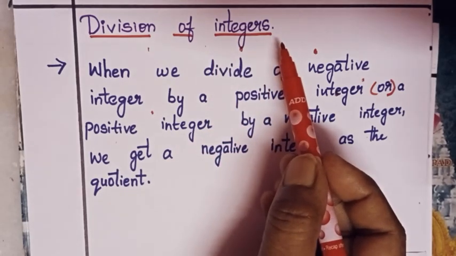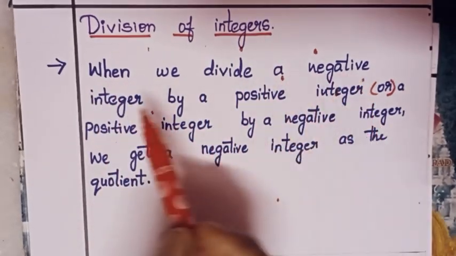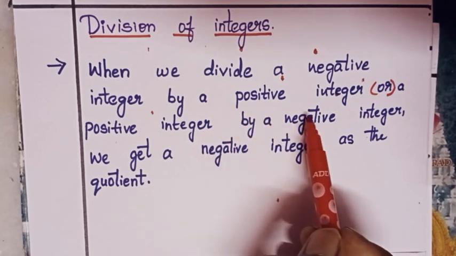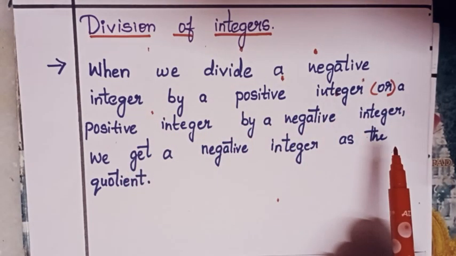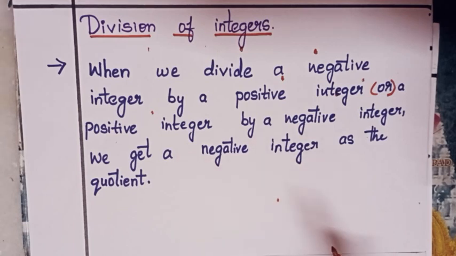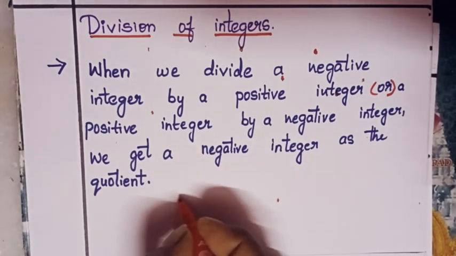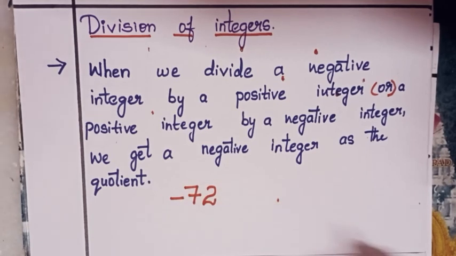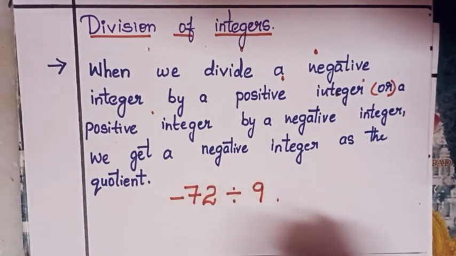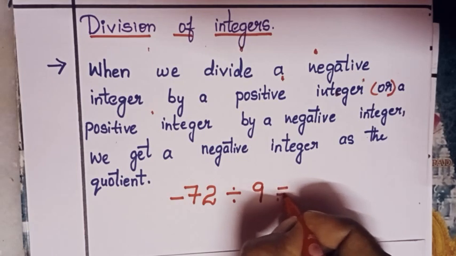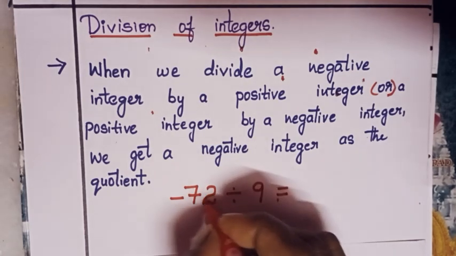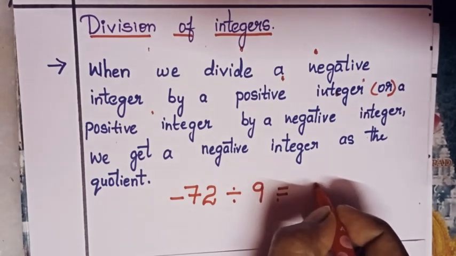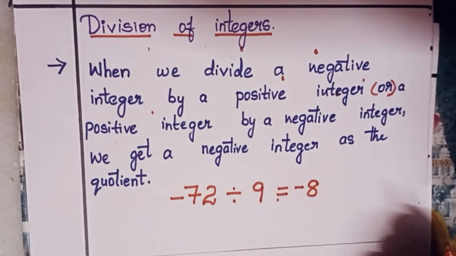Division of integers, children. When we divide a negative integer by a positive integer or a positive integer by a negative integer, we get a negative integer as a quotient. As you know, dividend, divisor, quotient. Let us take one example. Negative integer minus 72. We divide it by positive integer 9, children. So, we get the quotient as 9 8s are 72, so 8. But we have to put the negative symbol.